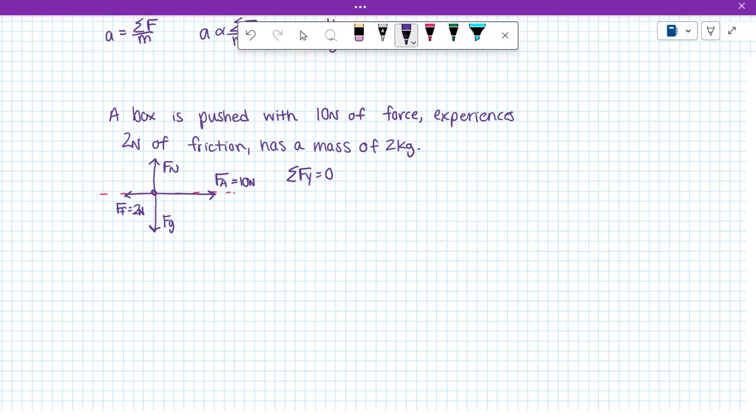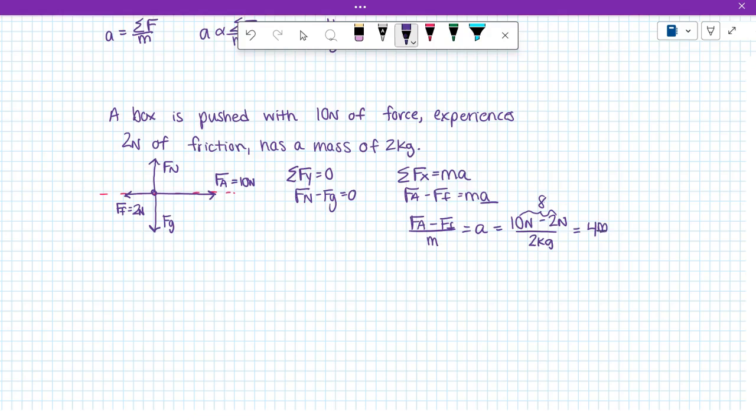The y direction is not moving, so I have a net force of 0. That tells me that normal force minus the force of gravity is 0. In the x direction, we are likely accelerating, so I have ma. It doesn't say I'm at rest or moving at a constant velocity. So I have the applied force minus the friction force equals ma. Solving for acceleration, it's the applied force minus the friction force, divided by the mass. So 10 newtons minus 2 newtons over 2 kilograms. That's 8 divided by 2, which gives me 4 meters per second squared.